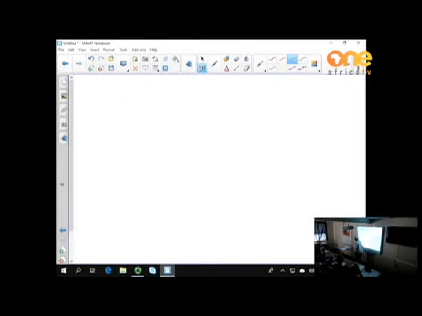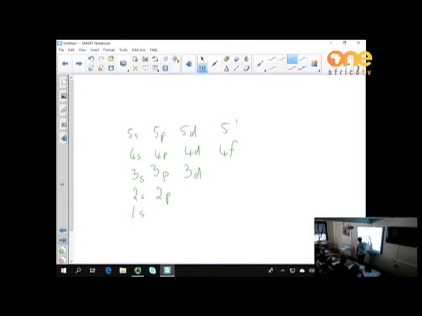All right. Now, the pattern that you can draw to help you remember how the electrons go in, we can write as follows. 1S, 2S, 2P, 3S, 3P, 3D, 4S, 4P, 4D, 4F, 5S, 5P, 5D, 5F. Okay, now the electrons go as follows.